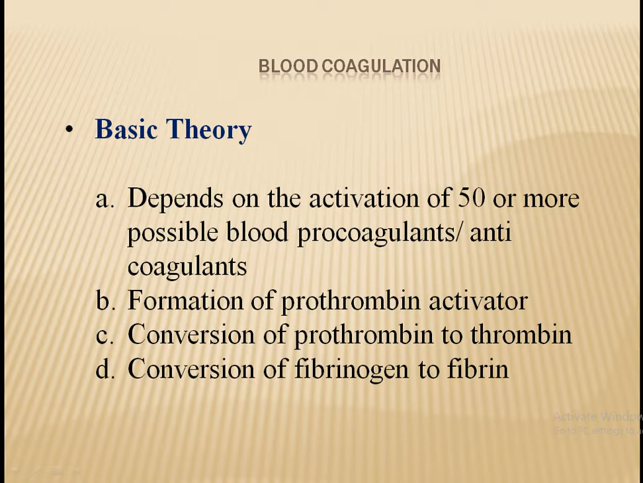Basically, blood coagulation has three main steps. Number one is the formation of prothrombin activator. Number two, the conversion of prothrombin to thrombin. And thirdly, the conversion of fibrinogen to fibrin.